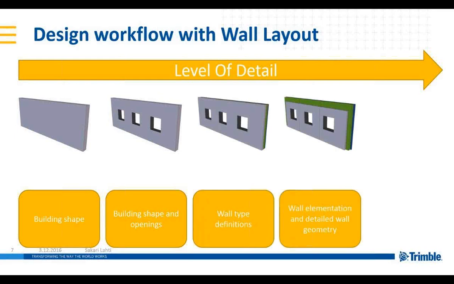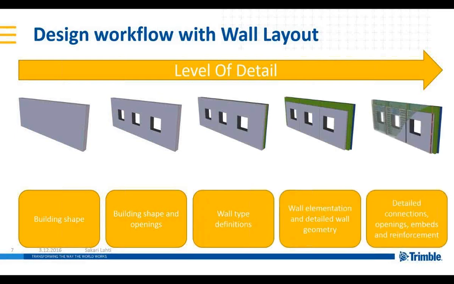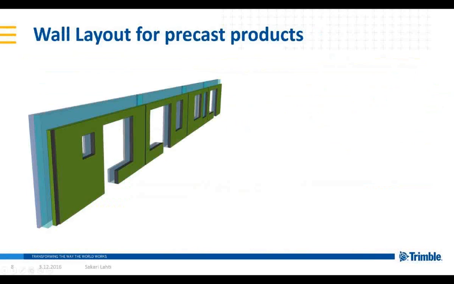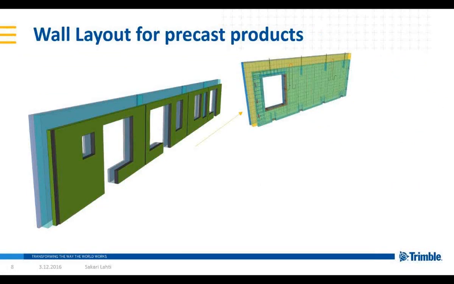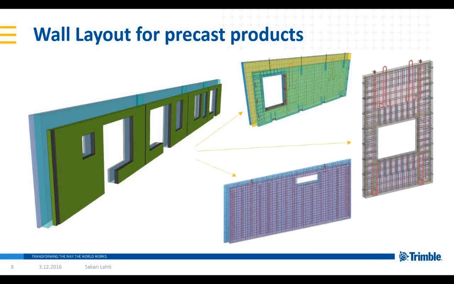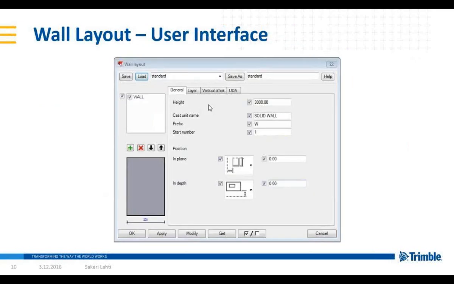You can create walls with lower level of detail and continue making more detailed geometry if needed, or you can model the wall straight away with all the details. As said, wall layout supports all common wall types. As a precast detailer, you can design and detail products like sandwich walls, solid panels, or double walls. Modern technology in the user interface makes it easy to use the same tool for any product.